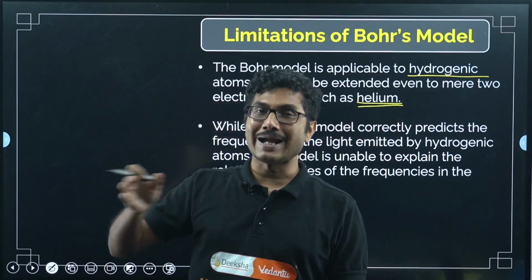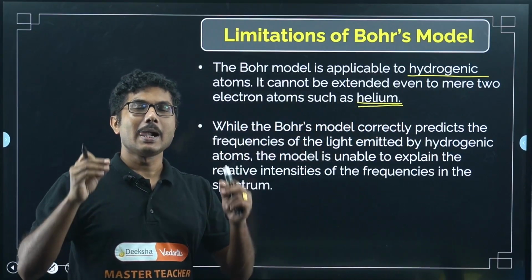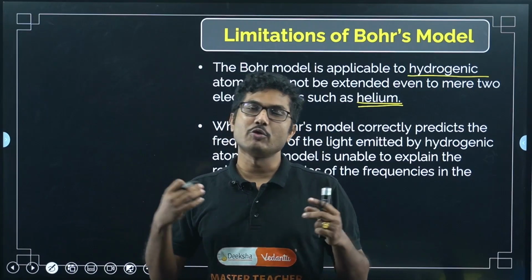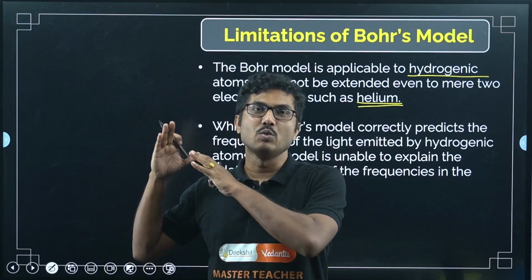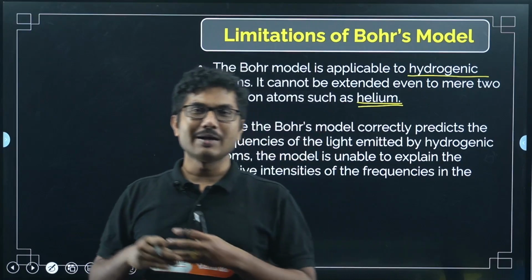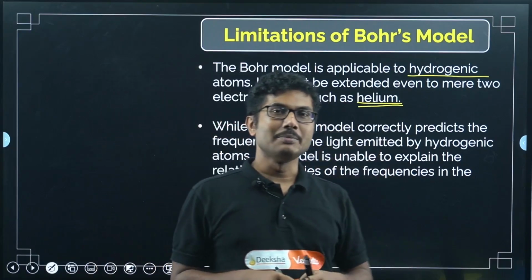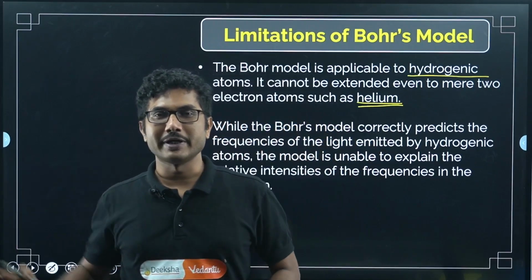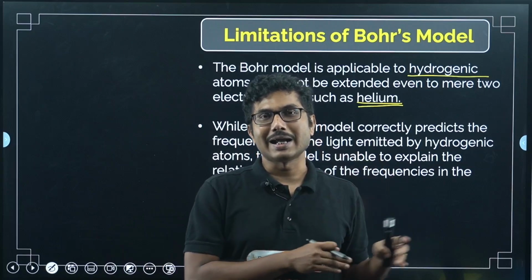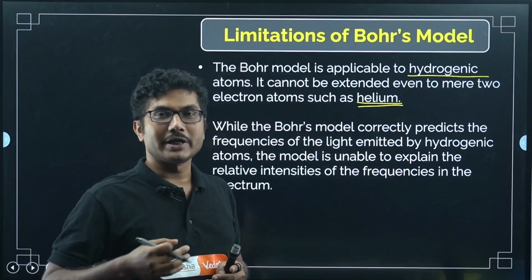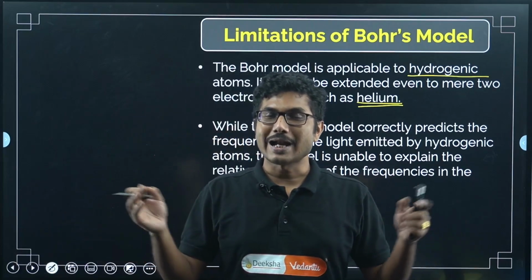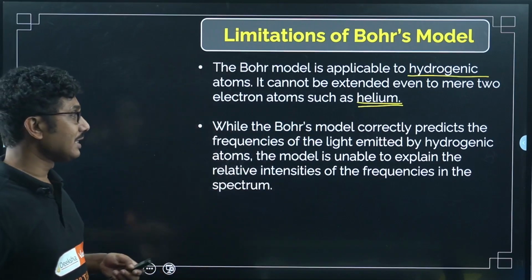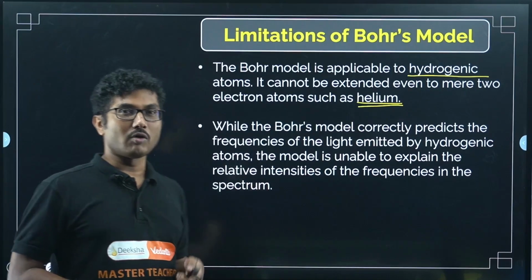Okay, all the lines are correctly predicted. But why are some lines stronger and some weaker? According to Bohr's model, every line should be of equal intensity. But we have observed that in a single series, suppose the Lyman series, one line is very prominent, very bright, whereas another line is not so intense. Why is it so? That part was also not explained by Bohr. So these are the two major drawbacks of Bohr's model.